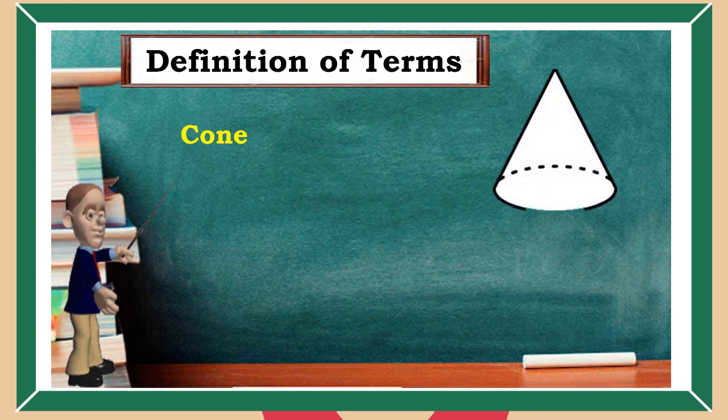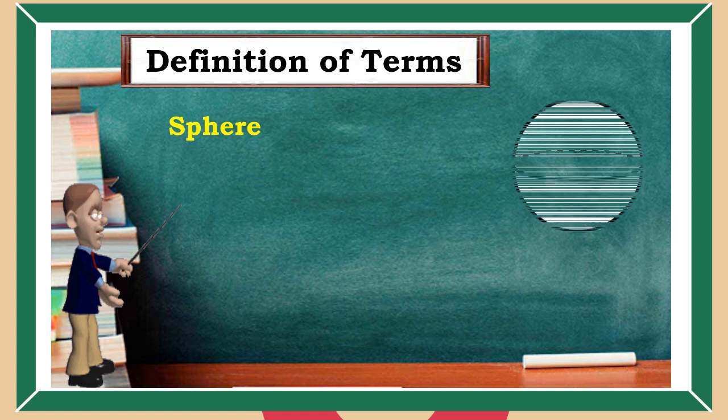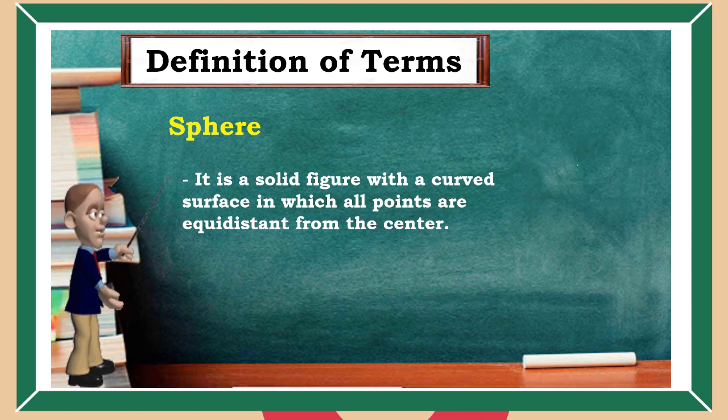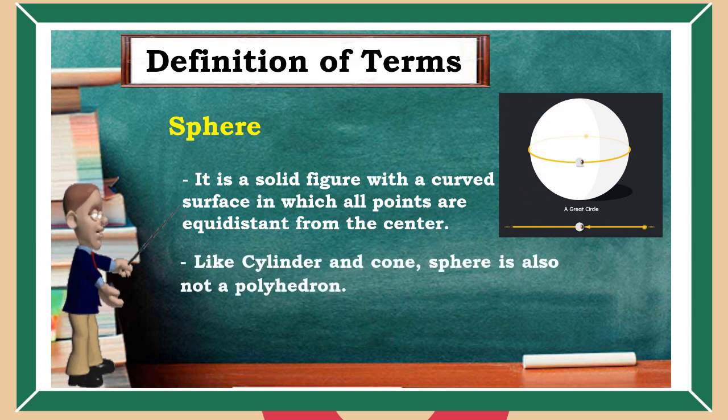Cone. It is a solid or space figure that has one flat circular base and a vertex. Like the cylinder, it is not a polyhedron. Sphere. It is a solid figure with a curved surface in which all points are equidistant from the center. Like cylinder and cone, sphere is also not a polyhedron.